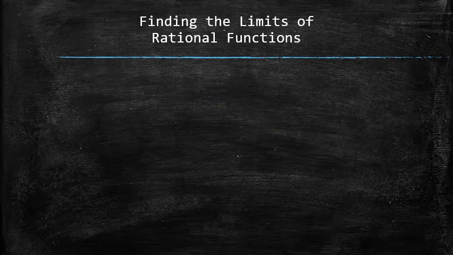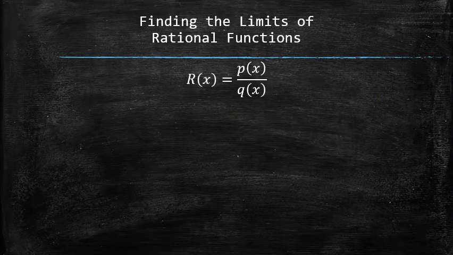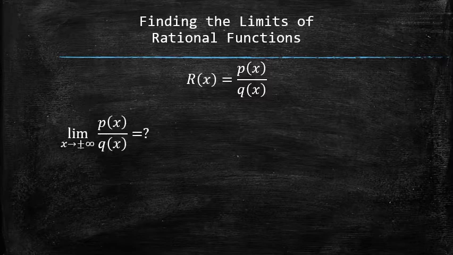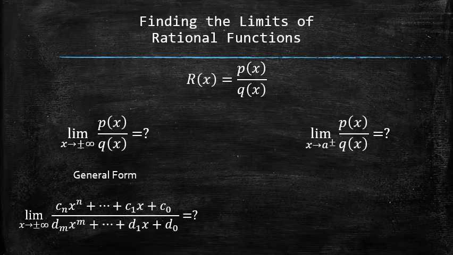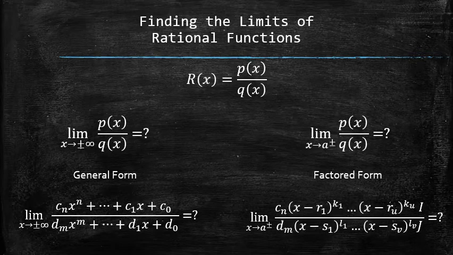For a given rational function, the goal is to be able to find the following limits: the end behavior and at some finite value a. To find the end behavior limit, we would like to have our rational function written in standard form. And to find the limit at some value a, we would like to have our rational function written in factored form.